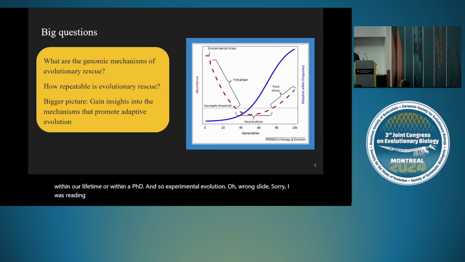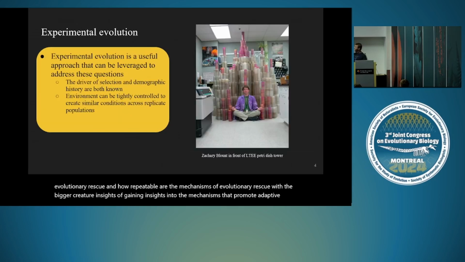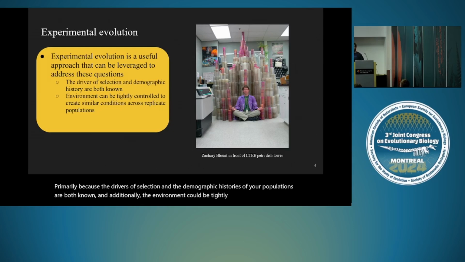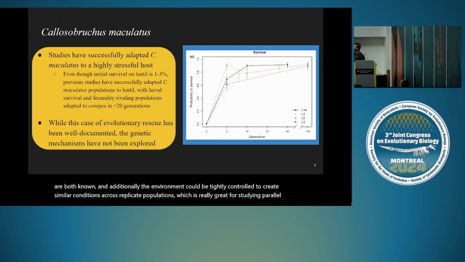So my big questions for today are, what are the genomic mechanisms of evolutionary rescue, and how repeatable are they? With the bigger picture of gaining insights into the mechanisms that promote adaptive evolution. For this study, I leveraged experimental evolution, which is a really great approach for asking these kinds of questions, primarily because the drivers of selection and the demographic histories of your populations are both known. Additionally, the environment can be tightly controlled to create similar conditions across replicate populations, which is really great for studying parallel evolution.